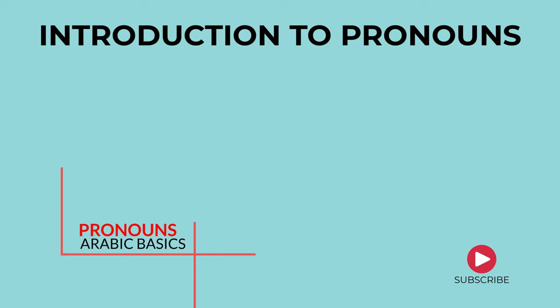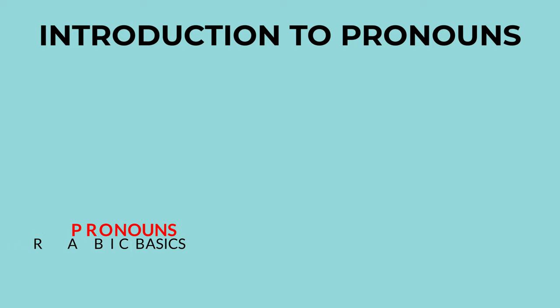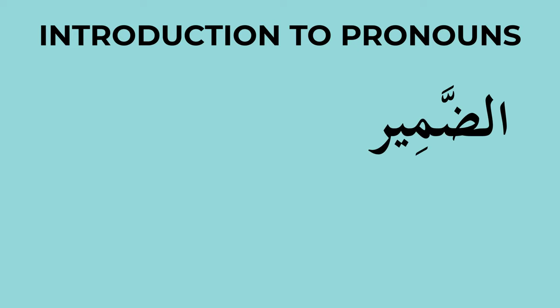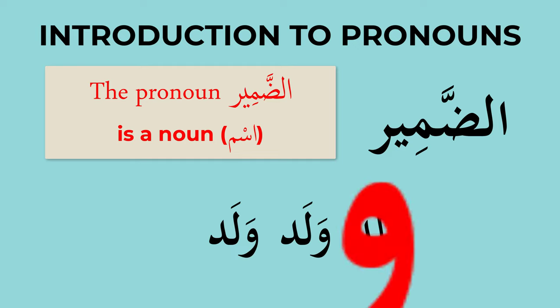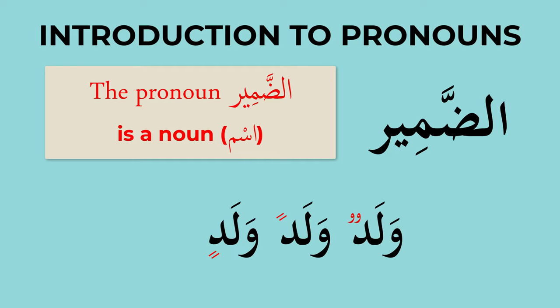We'll start learning the pronouns. Okay. What is pronoun, brother? In Arabic, we call it damir. Remember? And damir is also ism. In the group of ism, damir comes. Why? Because it also has tanwin. Anything that has tanwin is ism. Are you with me? Okay.